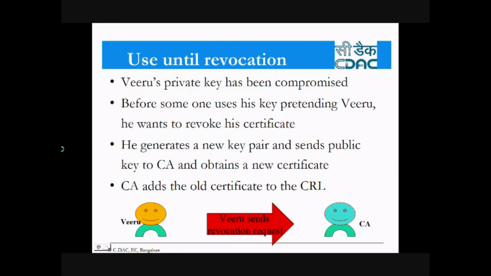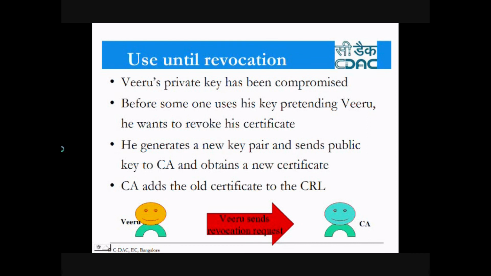Now, a certificate can be used till revocation. So Viru's private key has been compromised. So before someone uses his key pretending to be Viru, he wants to revoke his certificate. So what he does, he generates a new key pair, sends the public key to the certifying authority and obtains a new certificate. The CA adds the old certificate to the CRL.